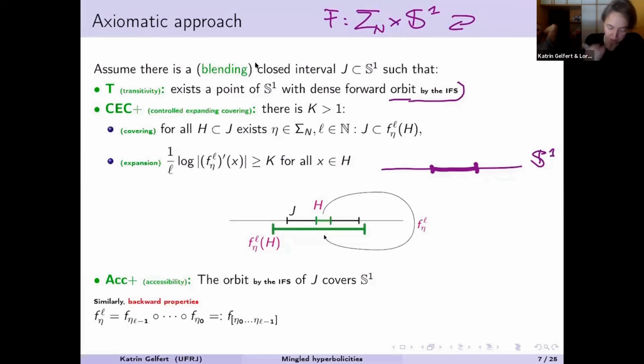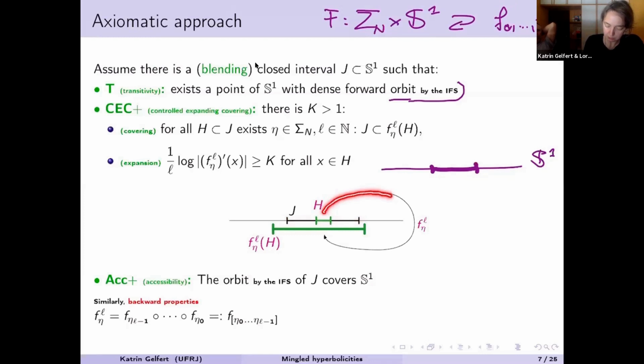The second property, which we call CEC, for controlled expanding covering. I put here the plus because I will look at the diffeomorphisms induced by the circle fiber maps going forward. There will be a corresponding concept just taking their inverse maps, and then I will put a minus, but not for now. So the second condition is that there is this controlled expanding covering, meaning that whenever I start with an interval, sufficiently small, an interval that intersects my blending interval J.